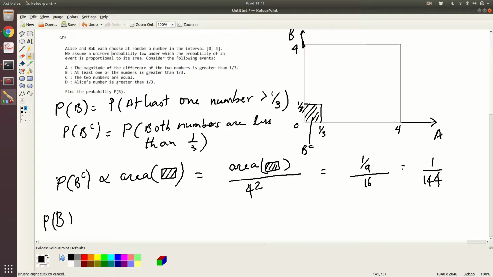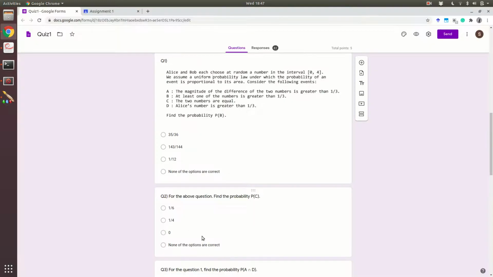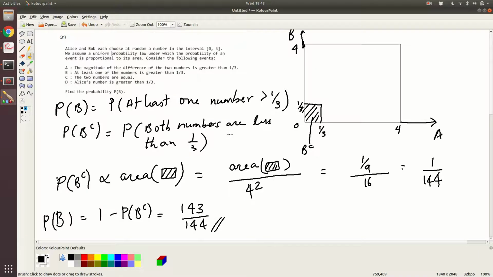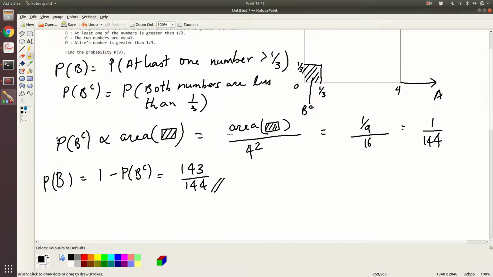Okay, so what is P of B? So P of B is 1 minus P of B complement, which is equal to 143/144. Okay, so if you see in the question, that is option 2. Now the question part 2 is asking what is the probability of C. So this was for the first. So let's look at the second part.